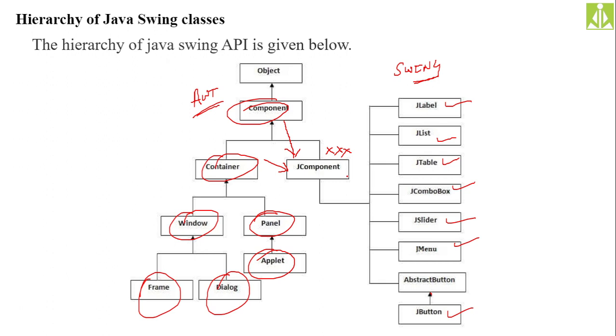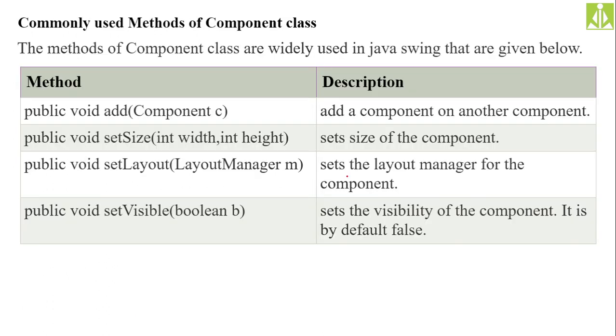Some of the methods which are commonly used in GUI application development with Swing. These methods are common for both your AWT API as well as your Swing API. The add method is helpful in adding a component to the container.